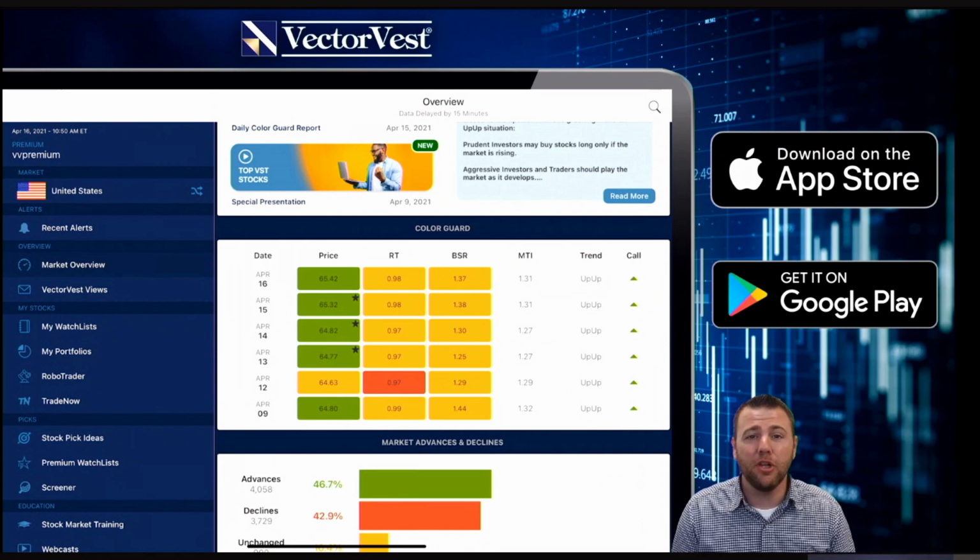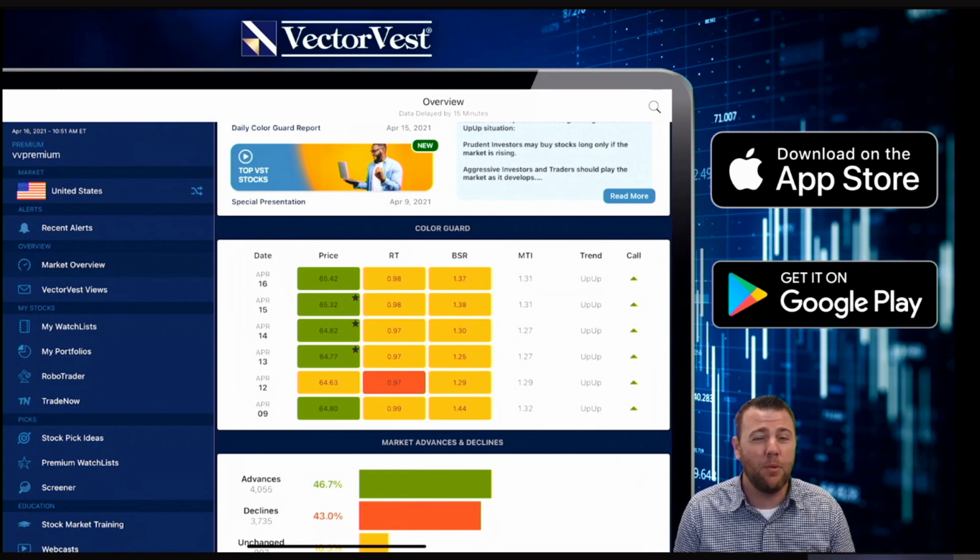The next indicator we look at is the RT on the VectorVest composite, which is looking at the short-term price trend of the overall market. To keep it simple for you guys, it's cast on a scale of 0 to 2. So all you have to remember is above 1 is good and below 1 is bad. At 0.98, it tells us the short-term trend is down slightly, a little bit.